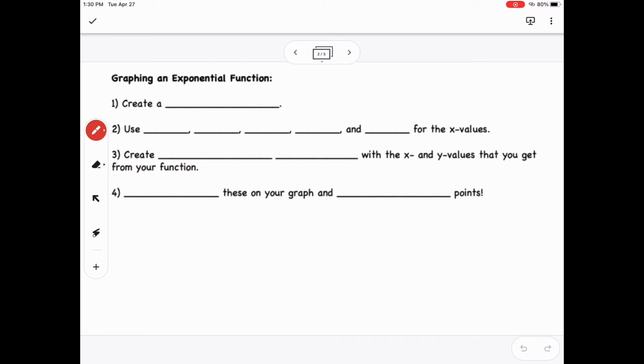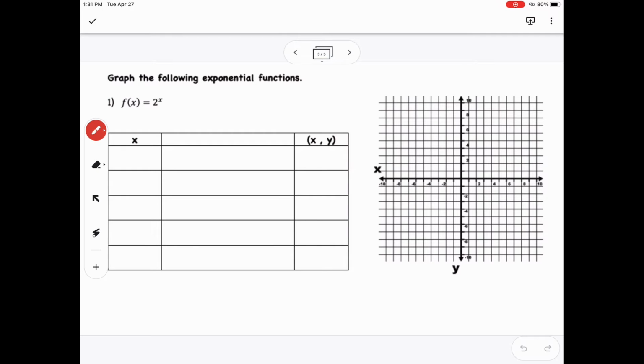Okay, so to be able to graph these, we have these broken down into different steps. So first I want to create a table. Then I want to use the values of -2, -1, 0, 1, 2 for my x values. Then once I plug those into my function, I'll be able to create ordered pairs from that function. And then I want to plot those on the graph and connect the points. So first, make the table.